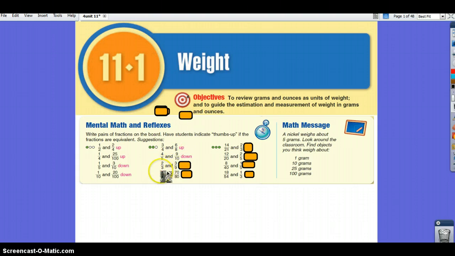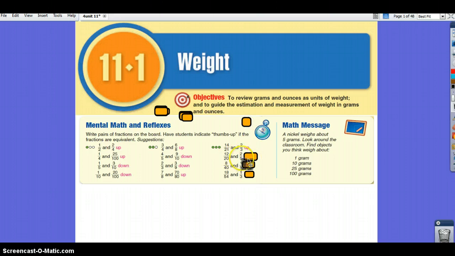2/3 and 3/9. Well, if I triple 3 or multiply it by 3, that gives me 9. So 2 times 3 would be 6. So again, another thumbs down. 8 times 10 would be 80, and 7 times 10 would be 70. So a thumbs up on that one. 14/21 and 2/3. Well, 3 times 7 is 21, so 2 times 7 is 14. Thumbs up again.